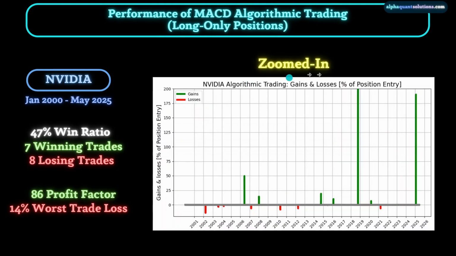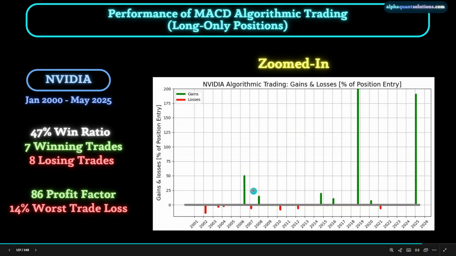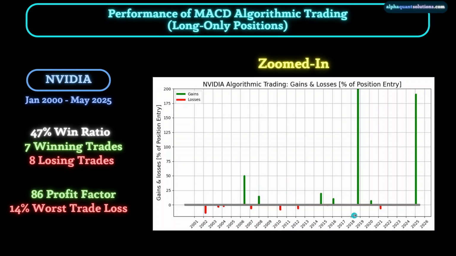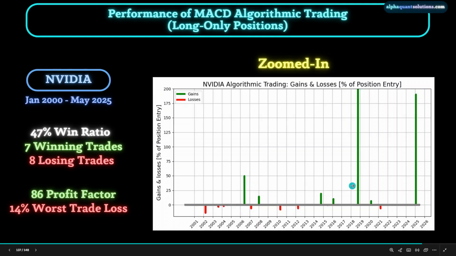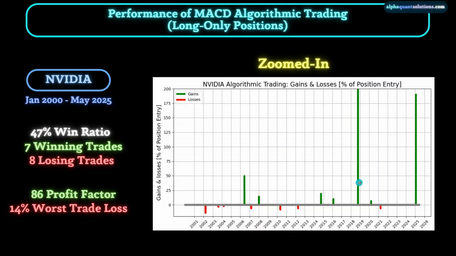Here is the same view but zoomed in, so the y-axis now only goes to 200%, just to give you a better overview of the other winning and losing trades. We had three trades that were really high: in 2006, a 50% return, in 2018, the 600%, and then in 2025, the almost 200%. And here we see the losing trades. One in 2021. They are quite sparse. Three of them happened during the early 2000s period.